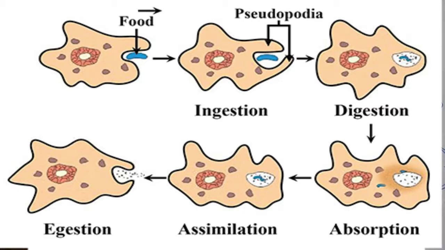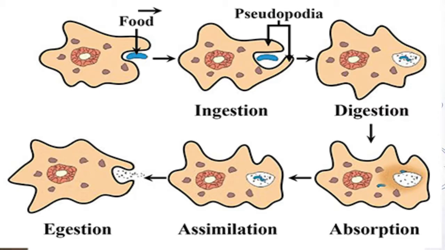So the first one is ingestion, second one is digestion, third one is absorption of the nutrients, fourth one is assimilation, and the fifth one is egestion. All these 5 things will happen in the body of an amoeba. So this is how amoeba's digestion takes place.